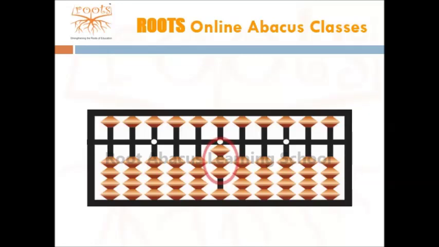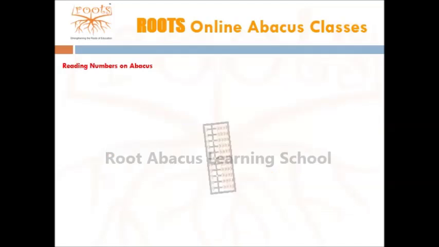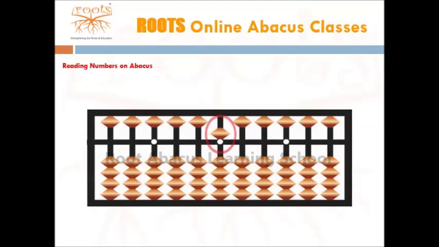Read the number again. Here we see that three beads of value 1 each are touching the bar. Hence, abacus is showing number 3. In this example, we see that four beads of value 1 each are touching the bar. It means, abacus is showing number 4. Let's take few more examples.